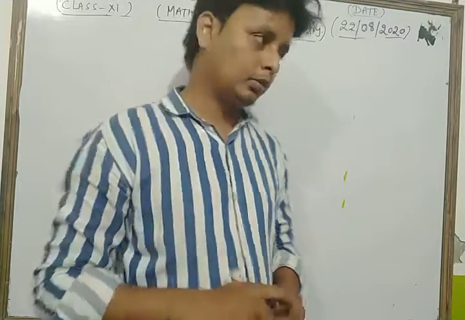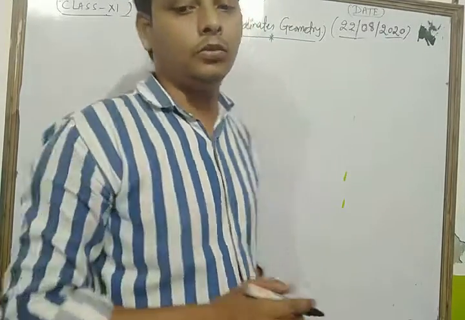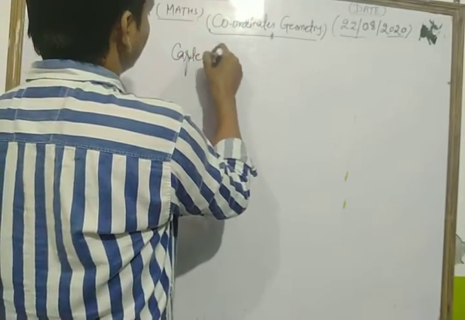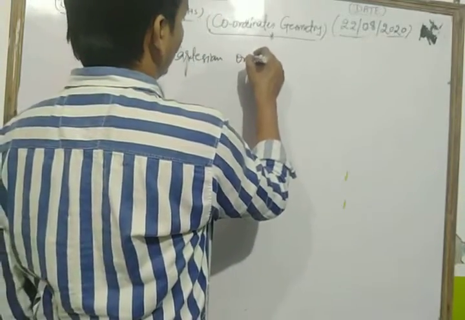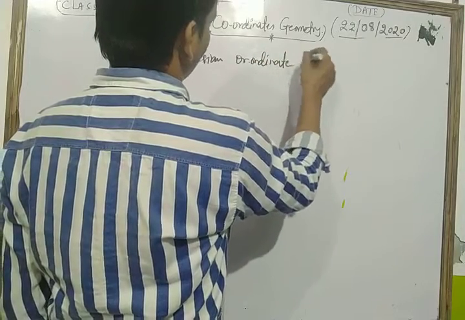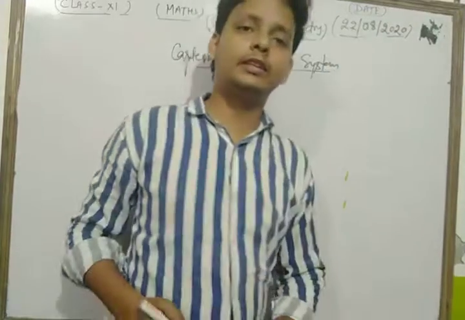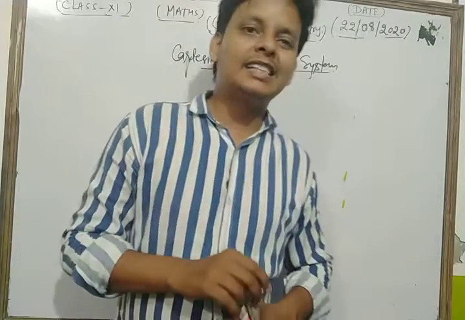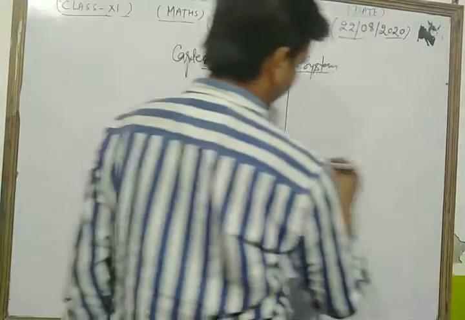Dear students, first we discuss the Cartesian coordinate system. In the Cartesian coordinate system, we draw two mutually perpendicular lines, which are known as the x-axis and y-axis. In this way, dear students, you know that very well.